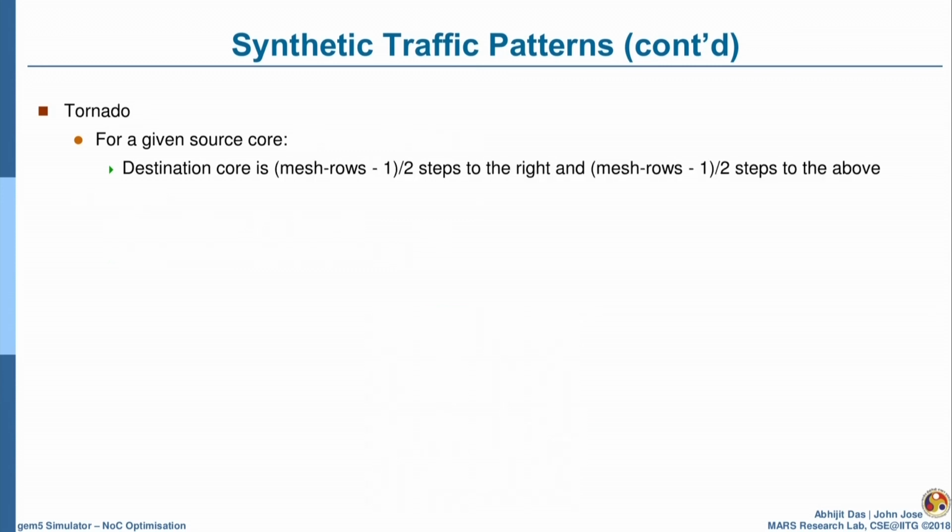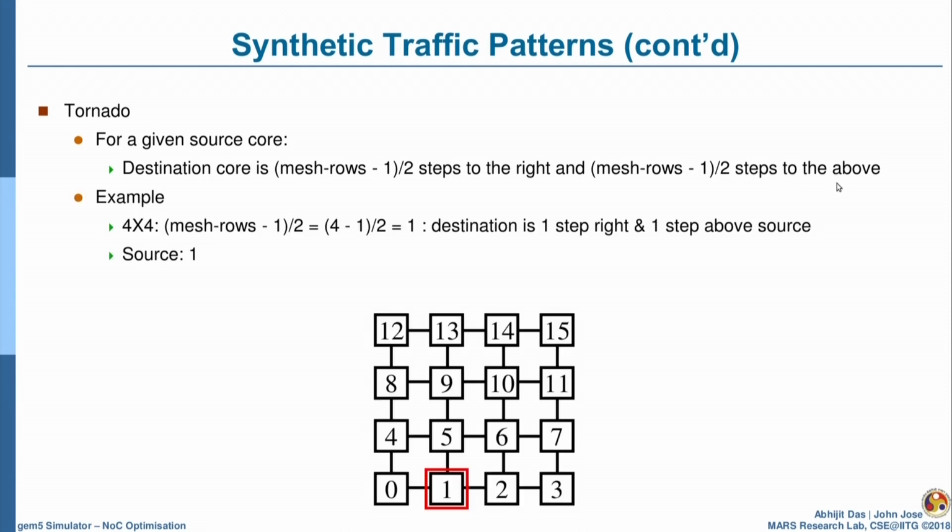The next synthetic traffic pattern is tornado, where for a given source the destination core is at mesh rows - 1 by 2 steps to the right and mesh rows - 1 by 2 steps above. To understand with an example, for a 4 cross 4 network here, this formula will give me a value 1, which means that my destination is one step right and one step above the source. Suppose my source is 1, so according to this formula, my destination is one step right and one step above. So 6 is my destination here.